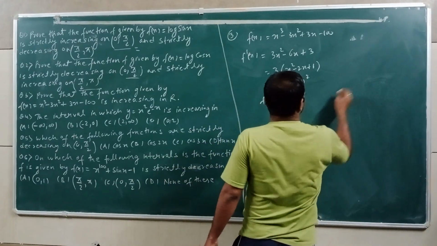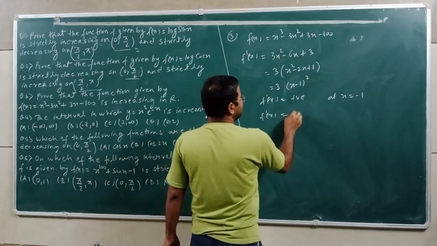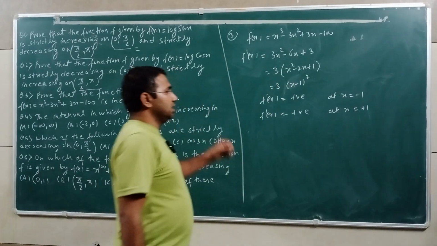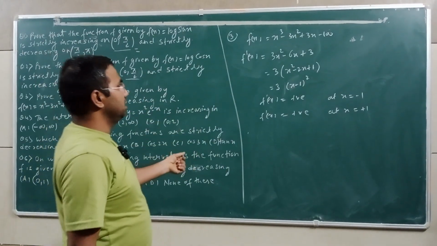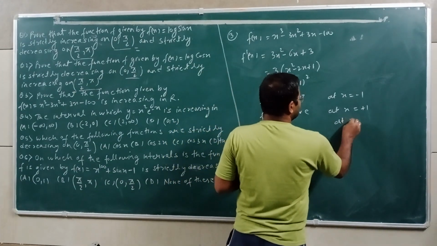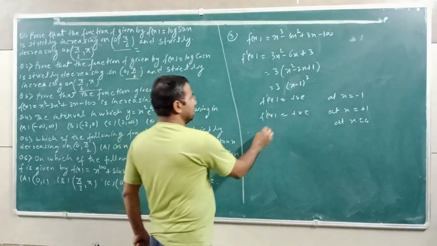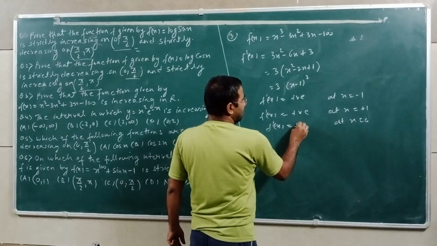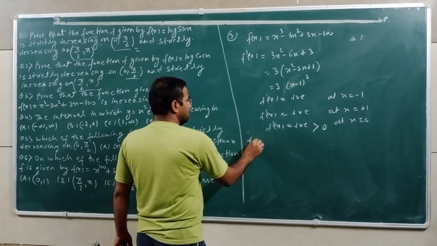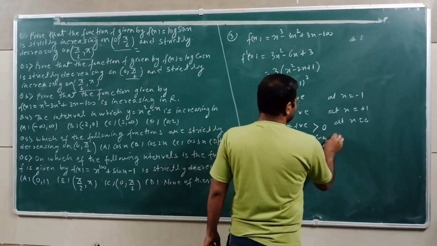At x equal to minus 1, f'(x) is again positive. If you take x equal to plus 1, either plus 1 or minus 1, any value you take, it will always give a positive value. Suppose you take x equal to 0, then (minus 1) square is positive, so again positive. Means all the time you will get positive, greater than 0. Then you can say that f(x) is increasing in R.